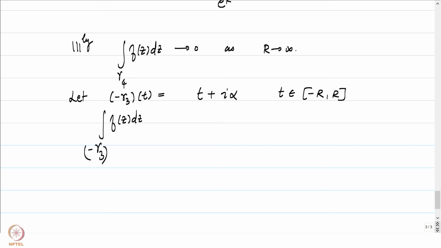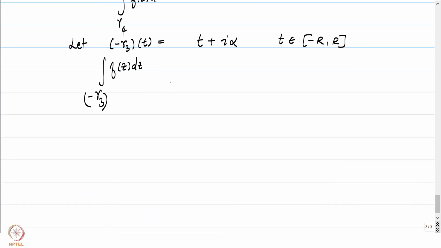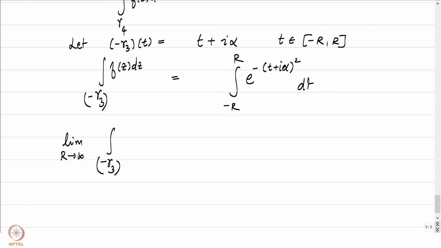r. And by substituting it, e to the power minus z square, that's what we are interested in. This is going to be equal to integral e to the power minus of t plus I alpha the whole square dt from minus r to r. And if we take limit as r goes to infinity of integral over minus gamma 3 of f of z dz, that's precisely equal to integral minus infinity to infinity e to the power minus of, let me just do a change of variables here and write it as dx.